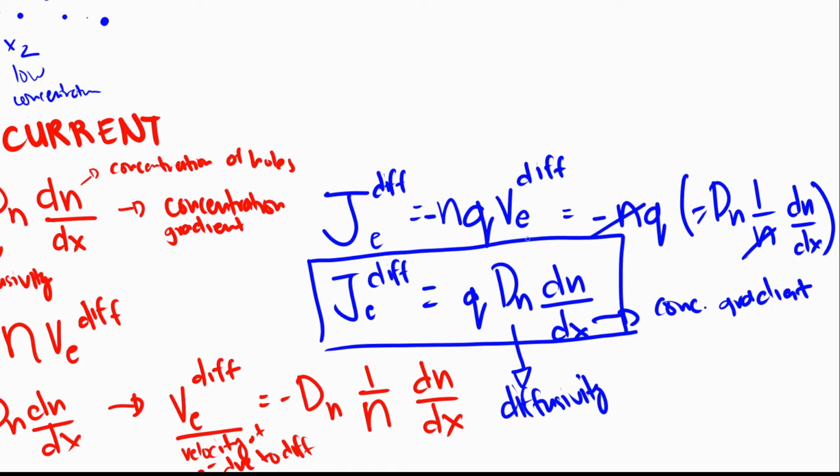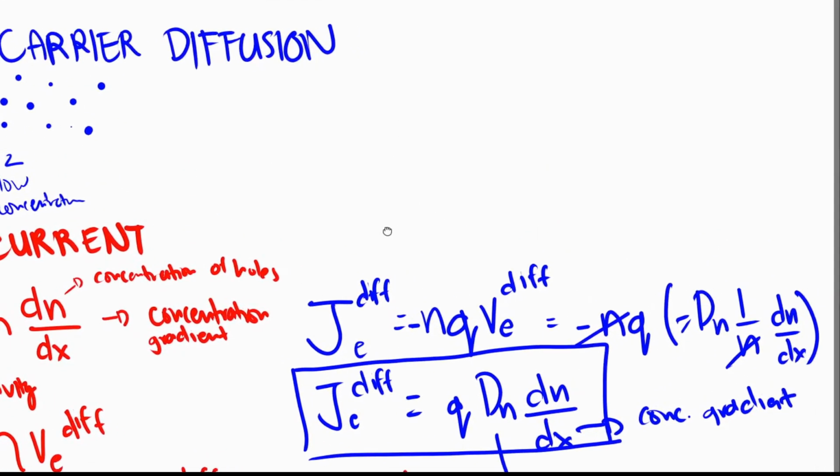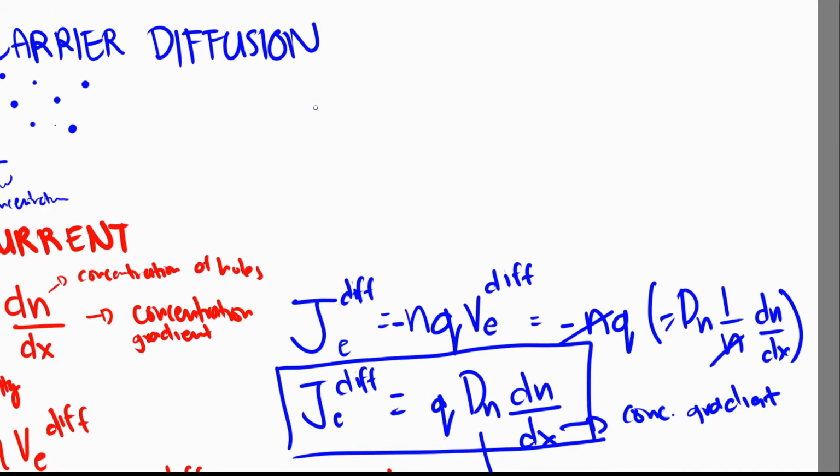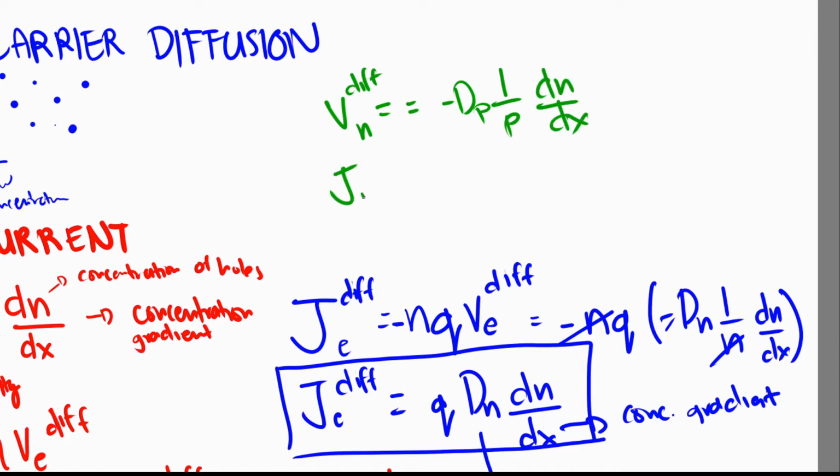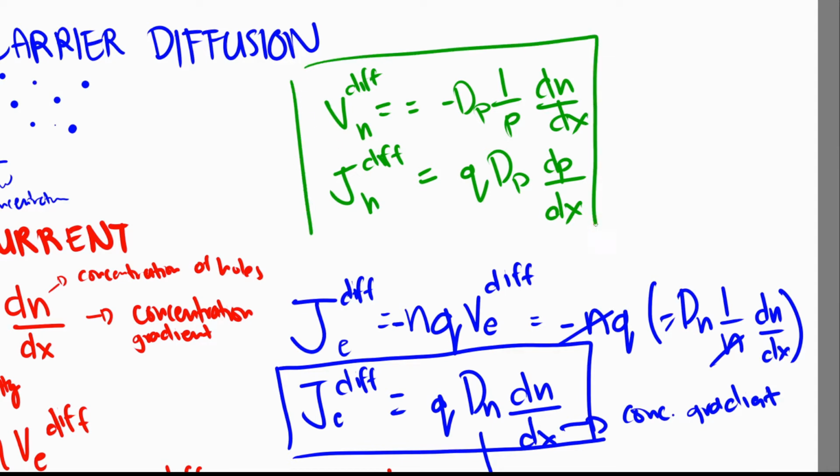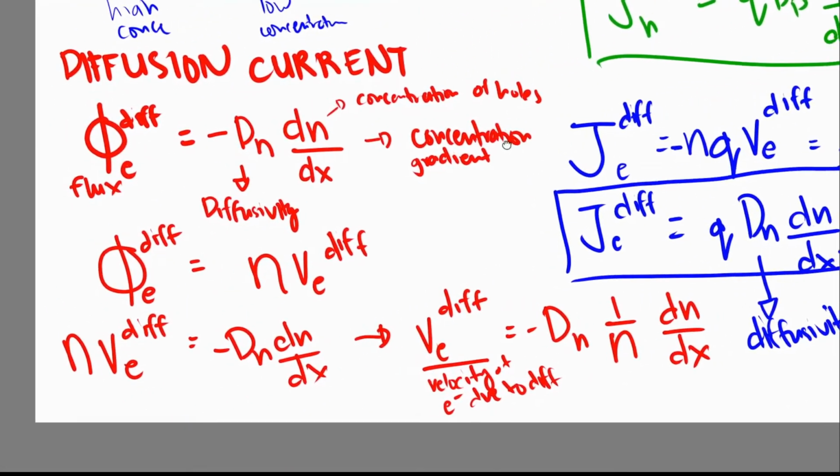We can also get a similar expression for our holes. So for holes naman, this is a different color again. For holes, V_H diffusion is equal to negative Dp, 1 over p, dp over dx, while yung hole diffusion current density is equal to negative q Dp dp over dx. So that is for your diffusion current.